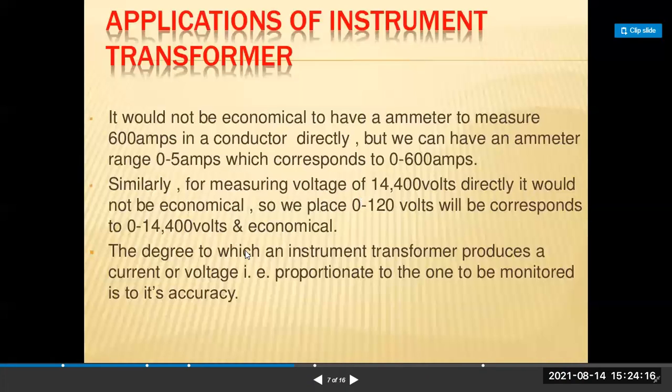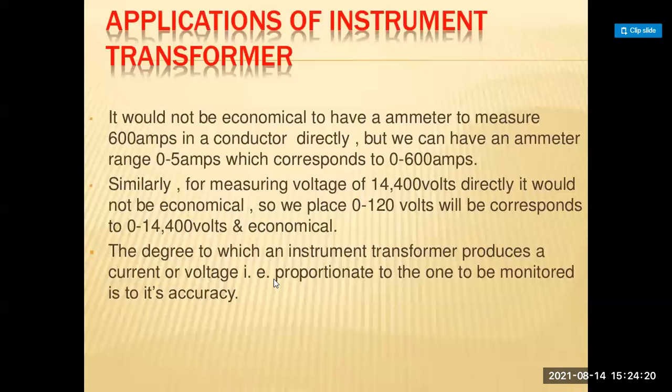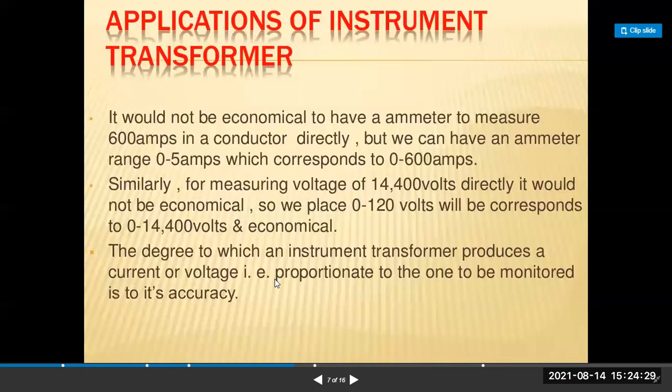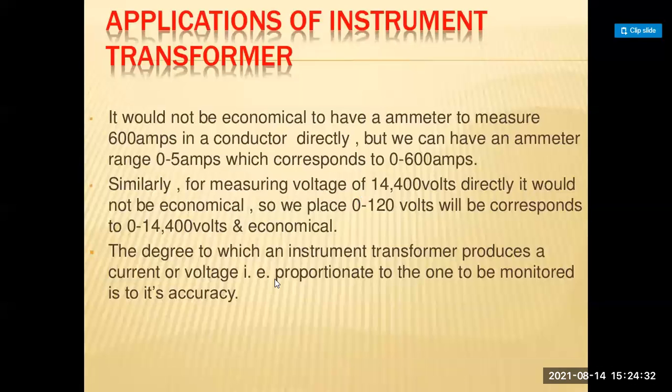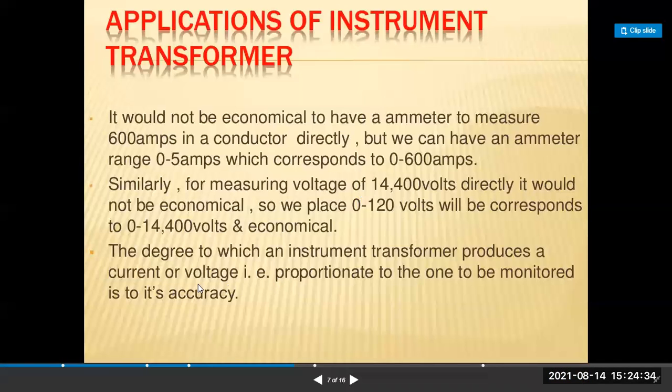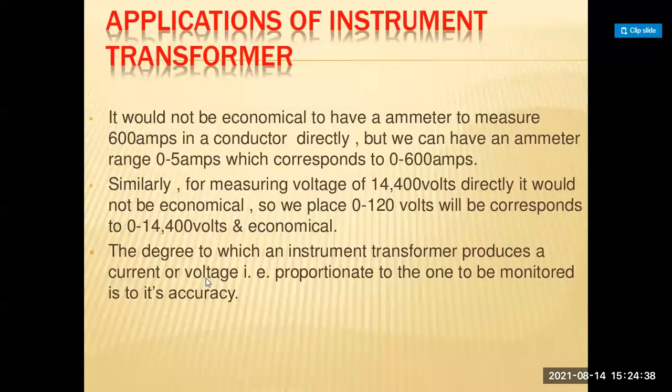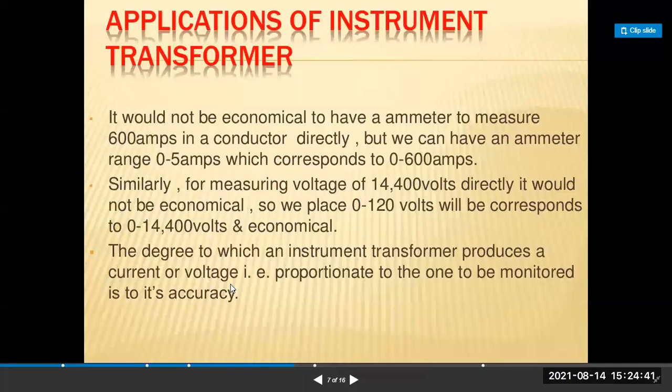Now the accuracy of the instrument transformer should be maintained to a very high degree. Instrument transformers are used for measuring high voltage and high current, so the quantity to be monitored must be measured with high accuracy. That means it must be much more accurate than any other instrument, because a variation of current and voltage may lead to severe damage of the instruments connected with the transmission line. Okay, that's why the accuracy of this instrument transformer must be maintained for higher values of voltage.